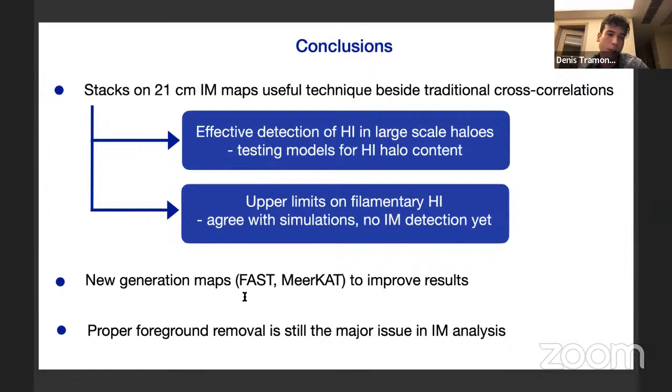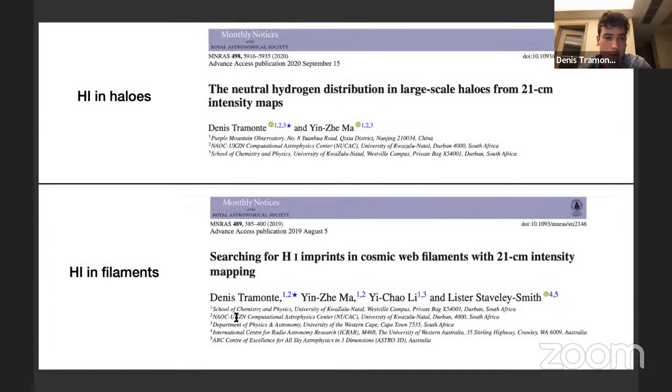But of course, the main issue is still the foreground removal, which really is the one that dictates the amplitudes of the signal that we are going to measure. I leave here as a reference the two works that summarize these two types of analysis, and I'm happy to take questions.